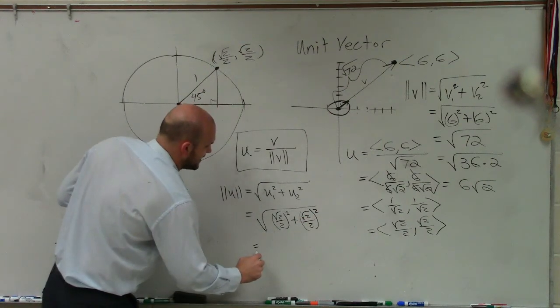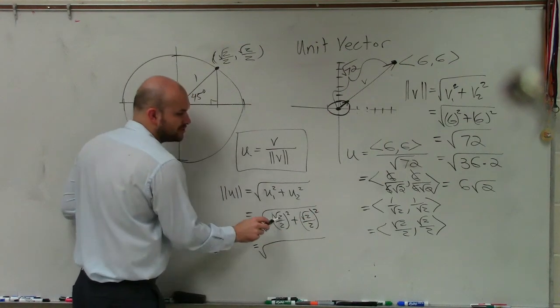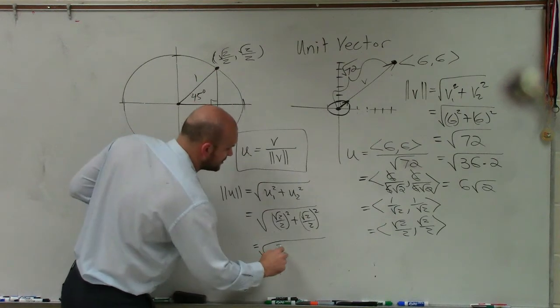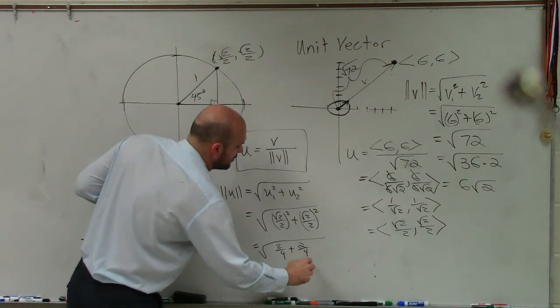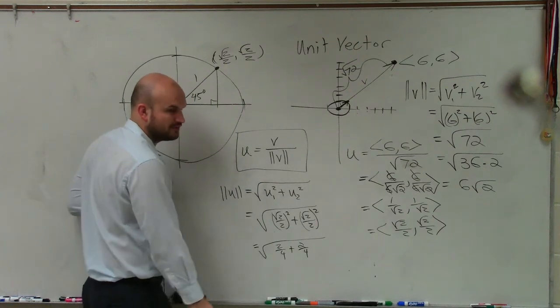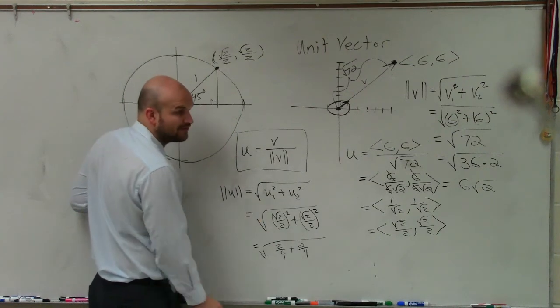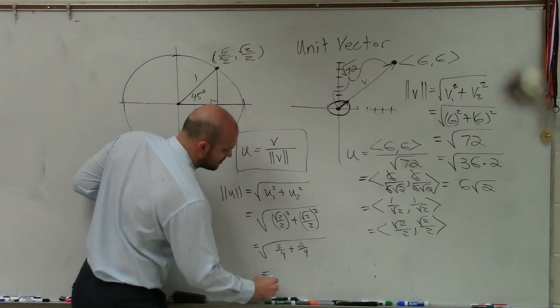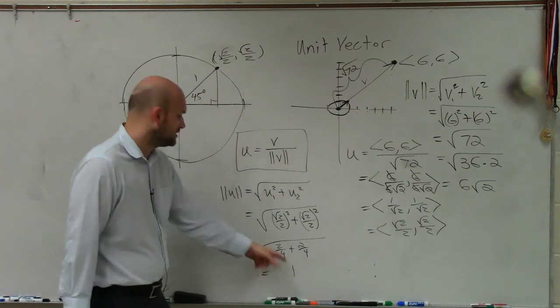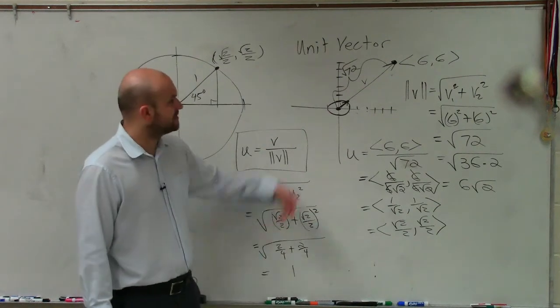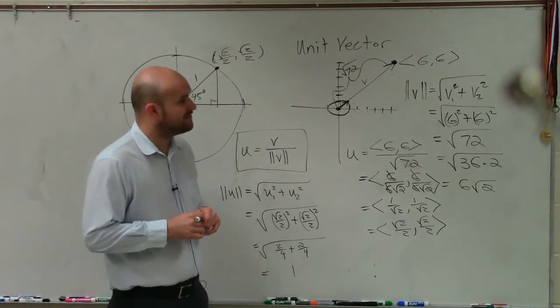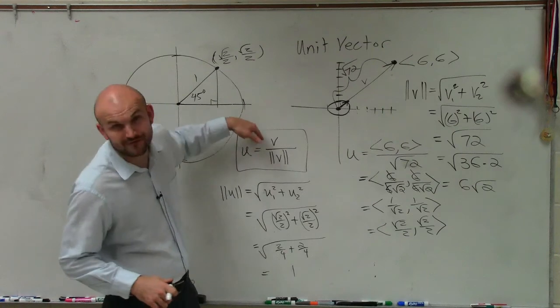So therefore, that equals the square root. The square root of 2 over 2 squared is going to be 2 over 4 plus 2 over 4, right? Well, 2 over 4 plus 2 over 4 is 4 over 4. 4 over 4 is 1. The square root of 1 is 1. So therefore, we can determine that the magnitude of this unit vector is indeed 1. That is how you find the unit vector for a vector. Nice little formula right here.